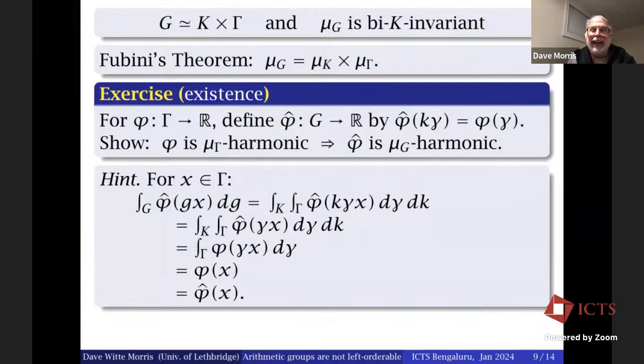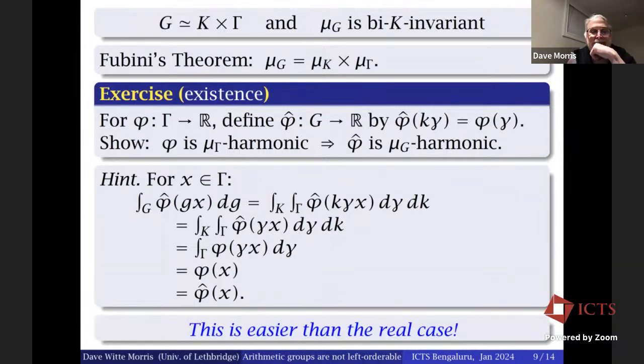This was in the case of a p-adic group. The real case is definitely more complicated because if you look at G mod K mod gamma, if you mod out by K on one side and gamma on the other side, you don't get a single point, you get a whole manifold. So you have to work somehow with that manifold.